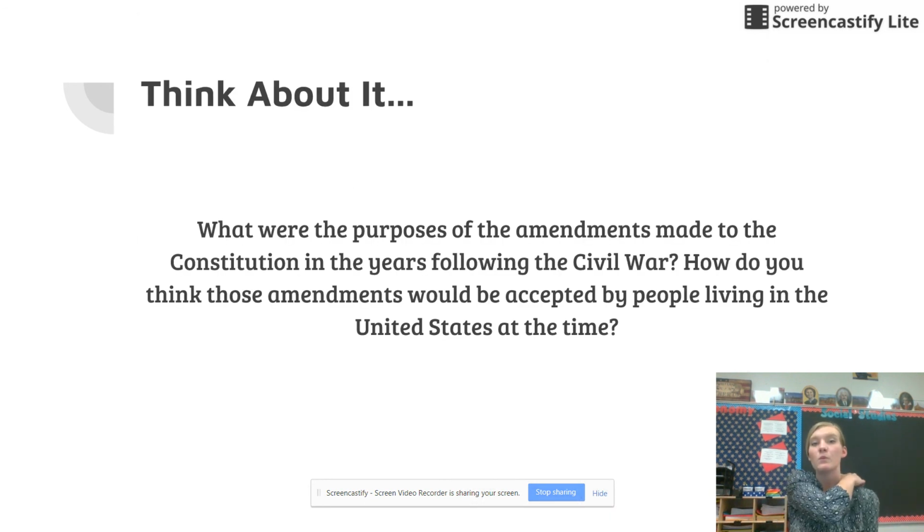So think about it. What were the purposes of the amendments made to the Constitution in the years following the Civil War? And how do you think those amendments would be accepted by people living in the United States at the time? In our next lesson, we're going to talk all about the work of some certain organizations that were meant to protect the rights of African Americans during this time as the amendments were being ratified. And even after the amendments were ratified, there were still people trying to find loopholes. Couldn't just get it through their head that what's on the outside doesn't matter.